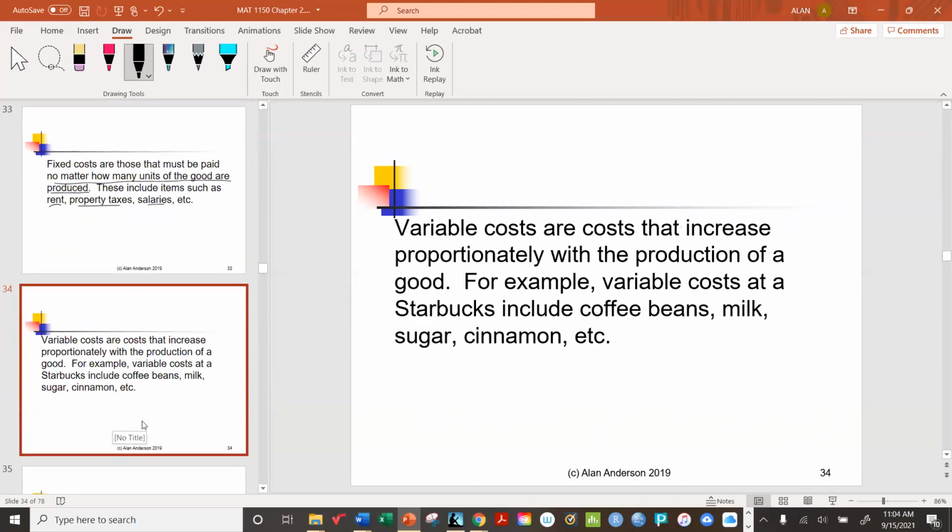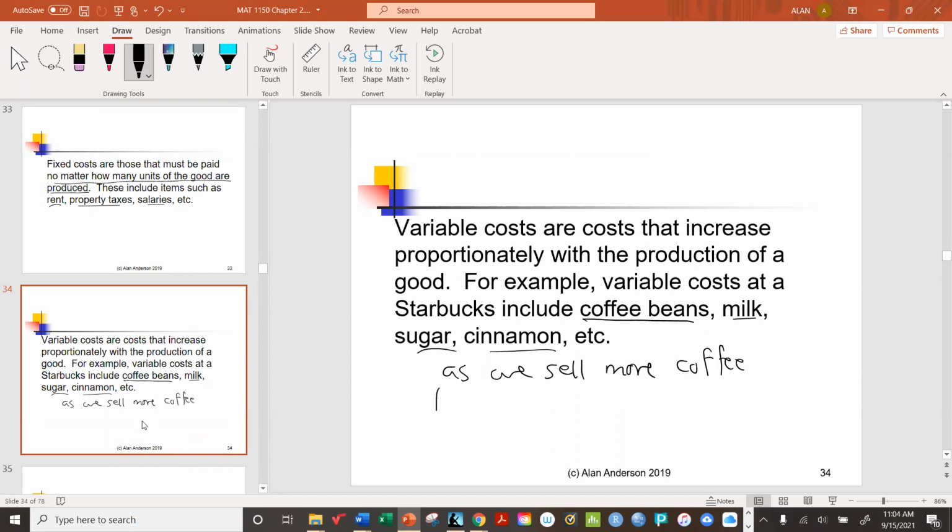The variable costs are the ones that are directly associated with the product itself. For example, if you're Starbucks, your variable costs would include things like the coffee beans, the milk, the sugar, cinnamon, because as we sell more coffee, these costs increase, of course. And if you don't sell any coffee, you don't have to pay for any of this stuff, or you're not using it up, let's say. So that's why they're called variable, because they change. They change with the amount of output that we're producing.